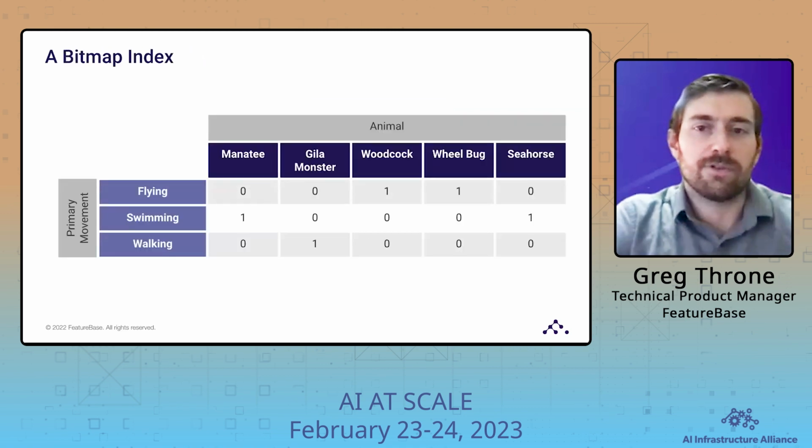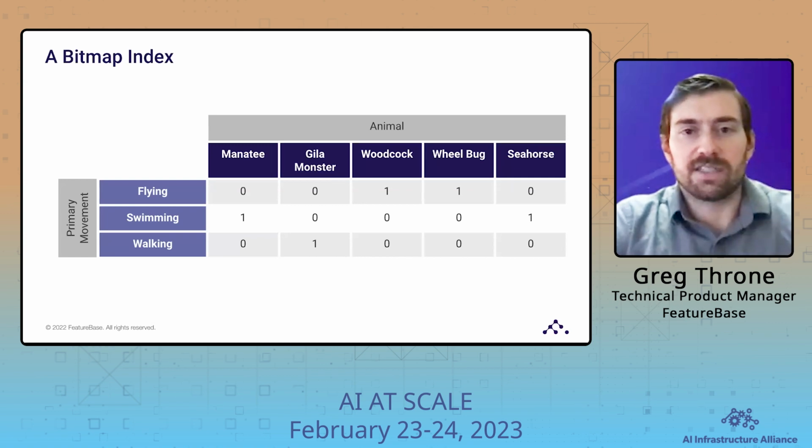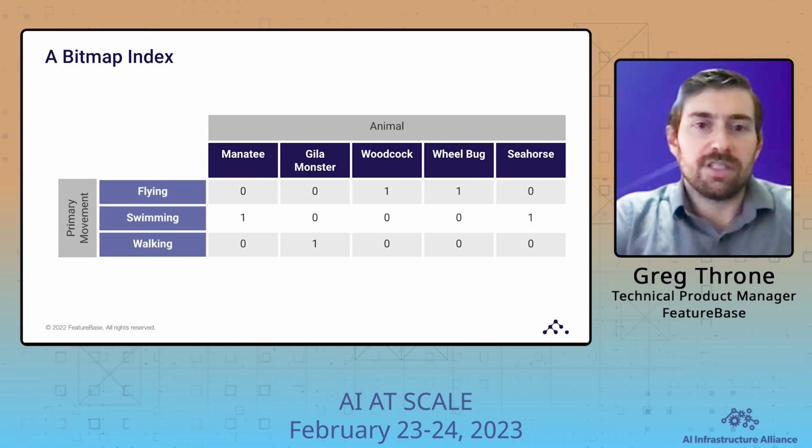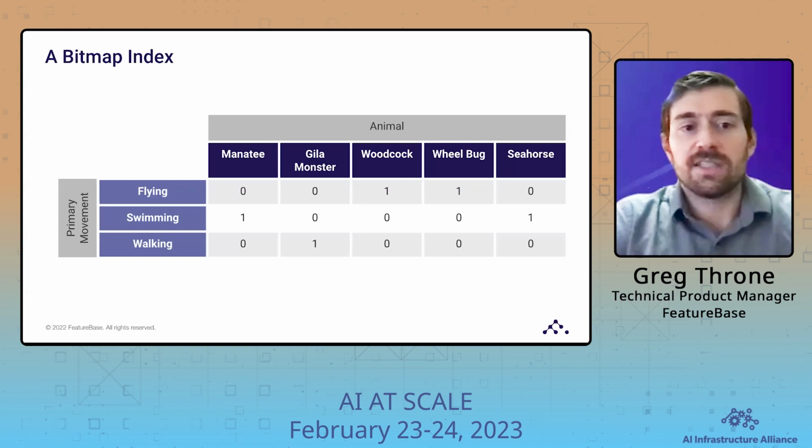So here's that transposed view again. And this is what is really called a bitmap index. You can visualize this as a large matrix of ones and zeros. But essentially, each of these bitmaps is a pointer to a value in a column. So that first row is essentially an index to the value of flying itself.